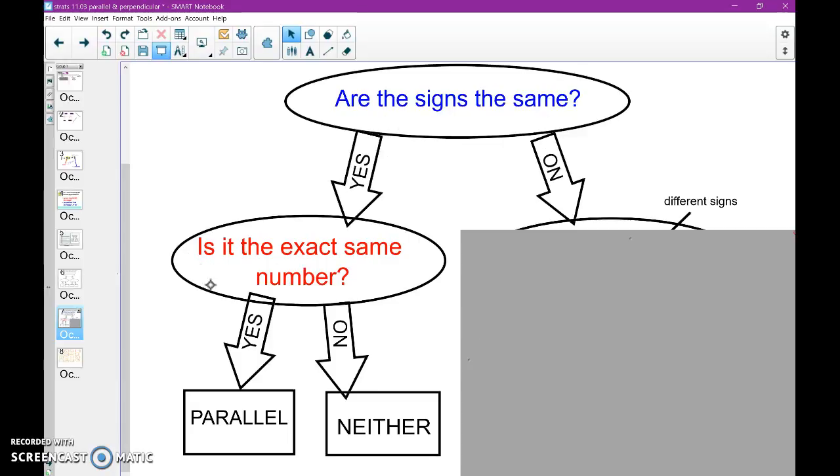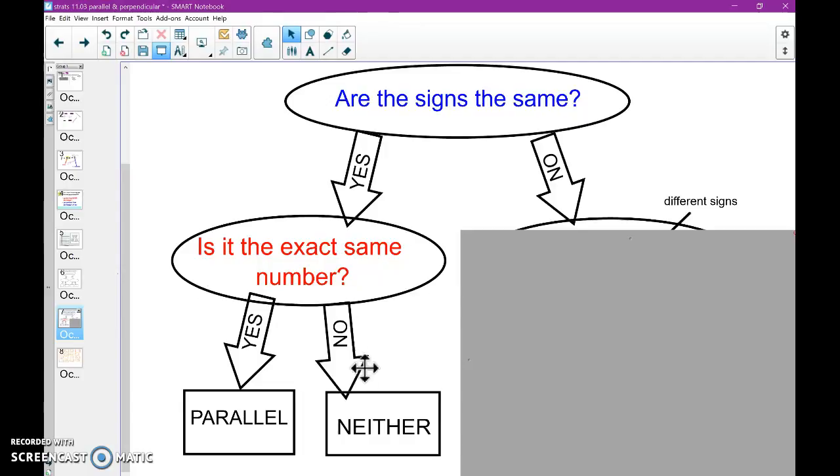Then you're going to ask yourself, are they the exact same number? So if they're both positive, is it both positive 2 and positive 2? Or is it positive 2 and positive 3? If it is the exact same number, then yes, they're going to be parallel.